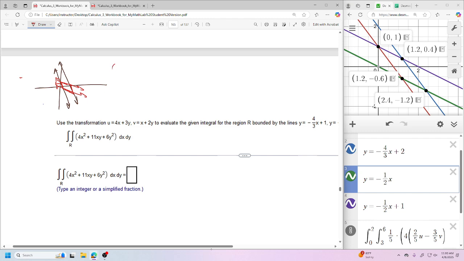The intersection points, let me write them all up, are 0, 1, 1.2, 4, 1.2, negative 0.6, 2.4, negative 1.2. If you're seeing repeating numbers here, you're definitely going to see repeating numbers with the u's and the v's, which is a good thing. Let's use these to find u and v for each one of our cases.